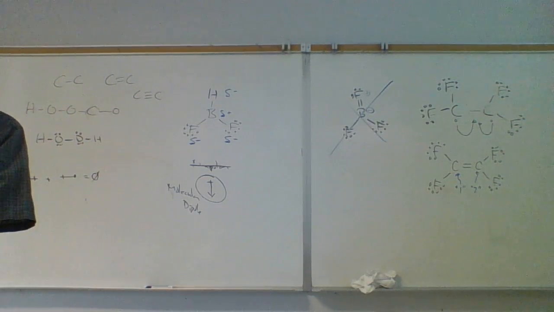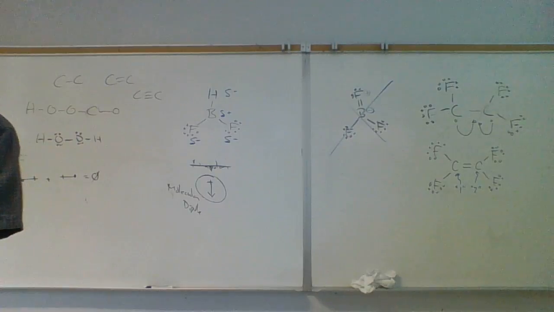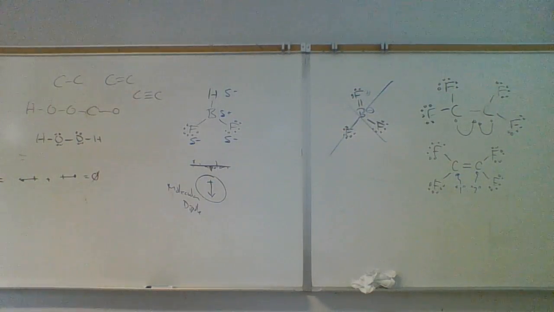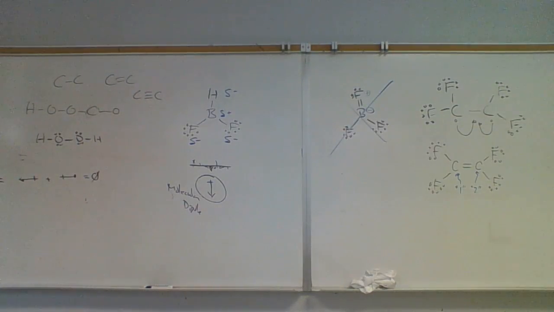3 is prop, 4 is but. Good. 5, fine, like a 5-sided polygon. A 5-sided polygon is called a pentagon, so pent is 5. 6 is hex. 7 is hept. 8 is oct. 9 is non. And 10 is dec.